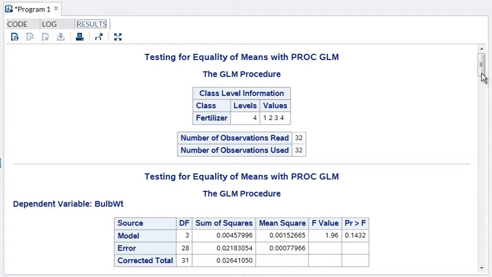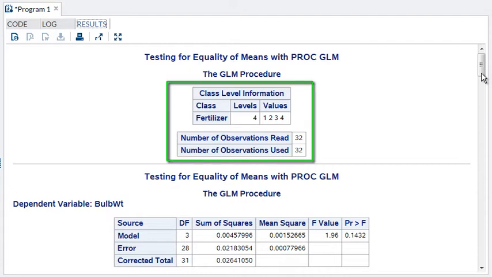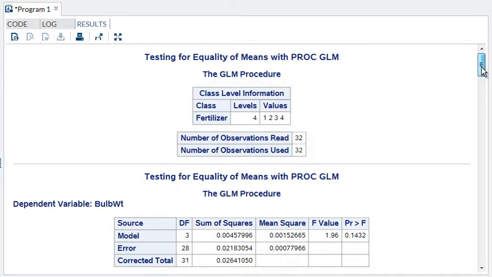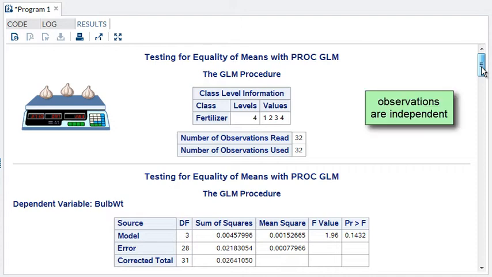slightly different order. The class level information table specifies the number of levels, the values of the class variable, and the number of observations SAS read. If any row has missing data for a predictor or response variable, SAS drops that row from the analysis. You assume that the farmers did a good job at sampling garlic bulbs to weigh by randomly selecting them, so you assume that the observations are independent and check that off your list.